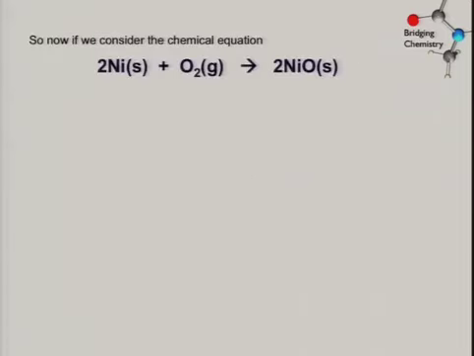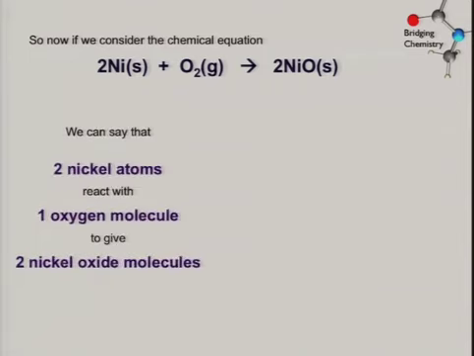So then we could consider this chemical reaction. Here's a different one. Here's nickel metal reacting with oxygen gas to make nickel oxide. Okay, so if you like, that compound is composed of a nickel 2 plus cation and an O2 minus anion. Now what we talked about yesterday means that we could say that 2 nickel atoms react with 1 oxygen molecule to make 2 molecules of nickel oxide. Right? That's what the stoichiometry of that equation tells you.